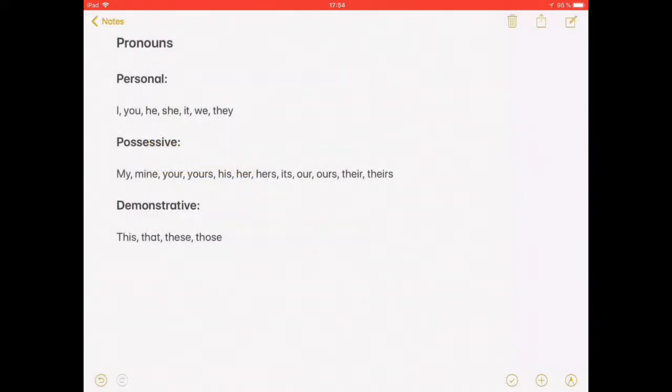Then pronouns. As we know, they are typical reference words. We can mark out personal pronouns: I, you, he, she, it, we, they. Possessive pronouns: my, mine, your, yours, his, her, hers, its, our, ours, their, theirs. And demonstrative pronouns: this, that, these, those.